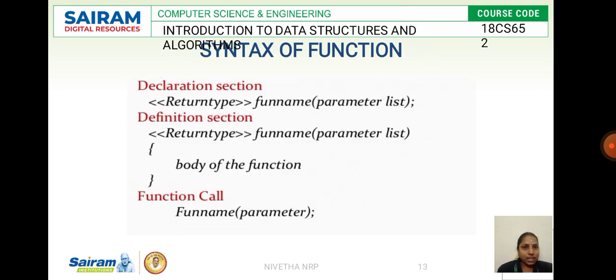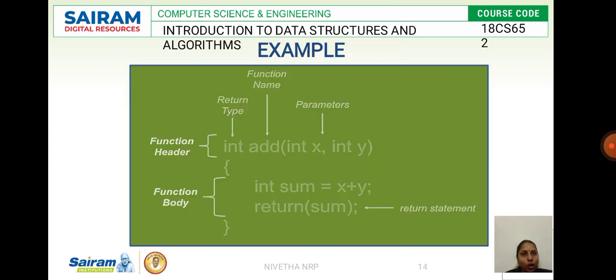We have a declaration section where you're going to declare the return type and function name with the parameter list, followed by a definition section which has return type, a function name and the parameter list, followed by the body of the function, and you finally have the function call. Here is an example to specify the user defined function. You have int add, int x comma int y.